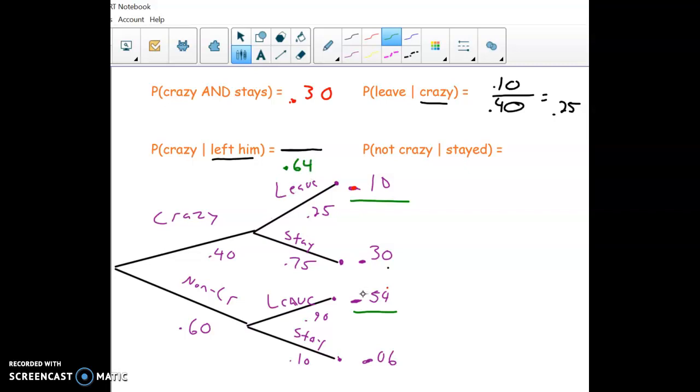Okay, and out of the 64%, which ones are crazy? Well, that would be this dot up here. So out of those 64, just out of these two dots, the ones that were crazy were 10%. So you could divide those two. I'm not actually going to do it just to save time, but if you divide those, that'll get you the probability they're crazy given that they left me.